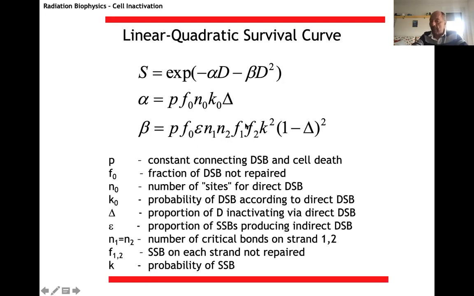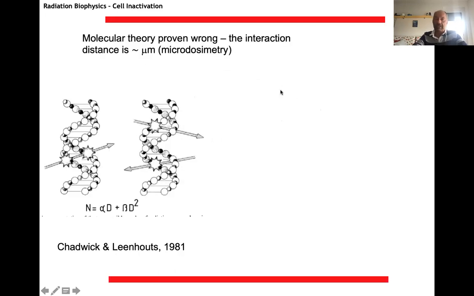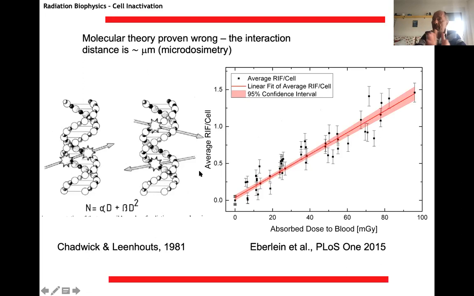So alpha and beta now have a complicated molecular structure. But essentially, the model of Chadwick and Leenhouts is here. This is a picture from their own book. So the survival curve is linear quadratic because you can have double-stranded breaks either directly intra-track or indirectly inter-track. But this is wrong, because if this was true, the dose response curve for the induction of DNA double-stranded breaks should be linear quadratic, and it's not.